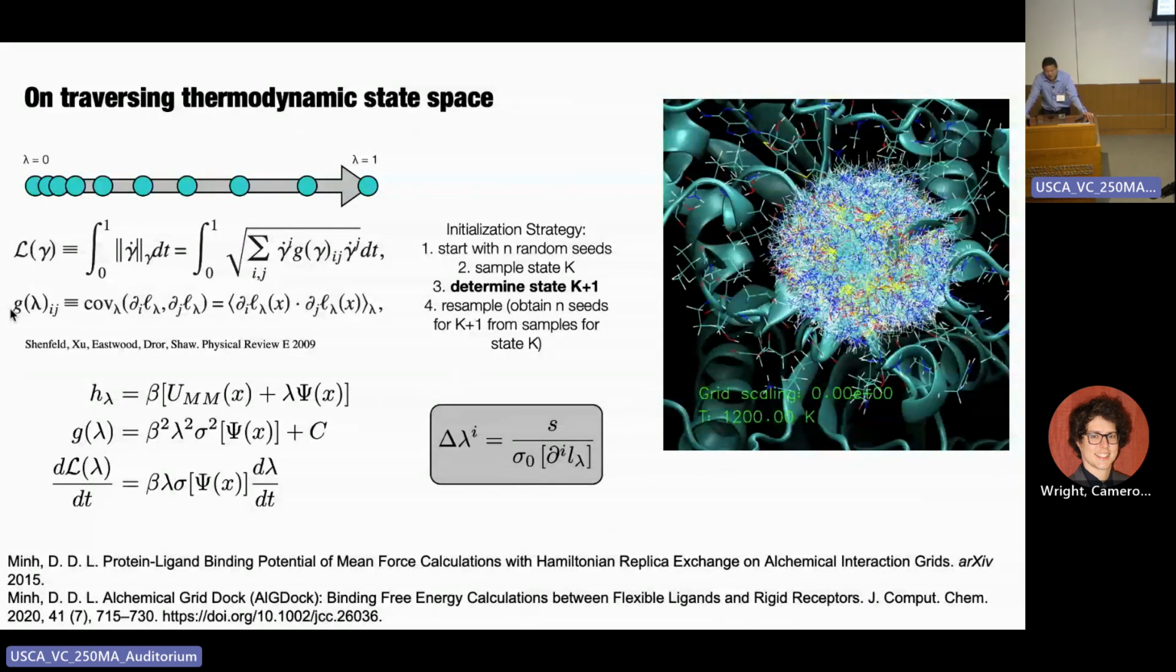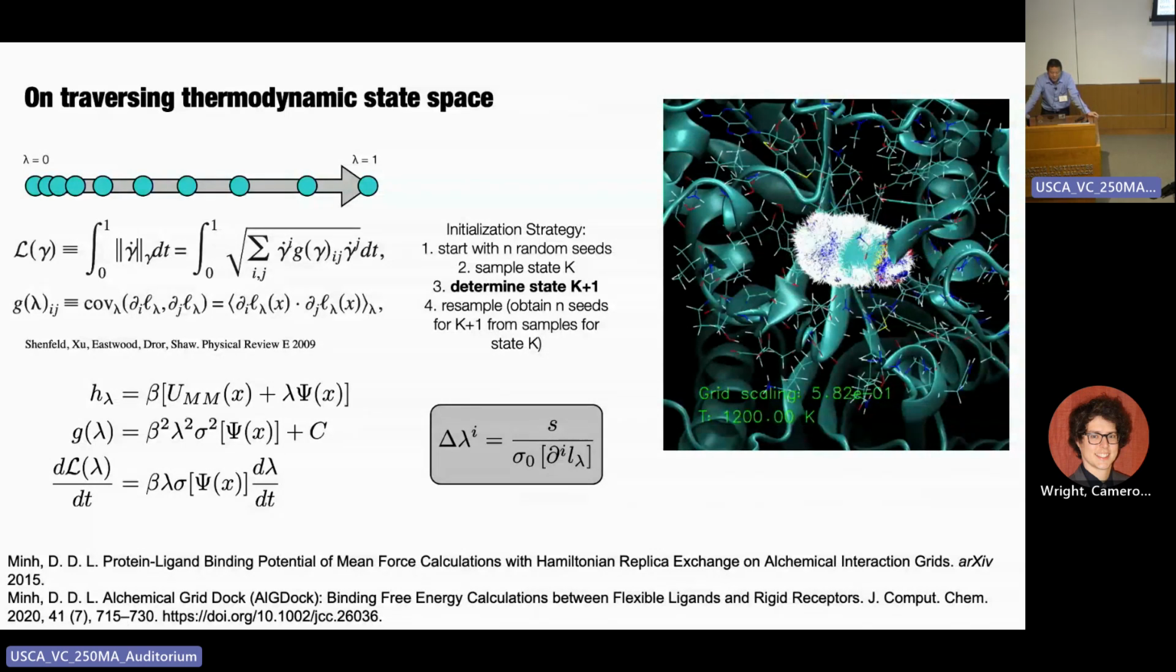So I wrote a code to do this. And then I started attacking some of these problems that we're talking about in absolute binding free energy calculations these days, which is why I'm going to continue talking about it with a flexible system. But I started with a rigid system, a rigid receptor, and that became my playground for working out how to get an alchemical schedule.